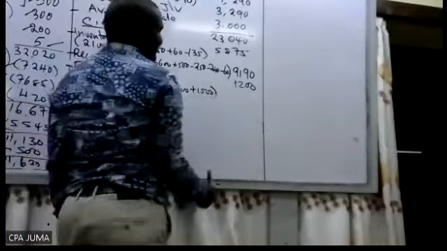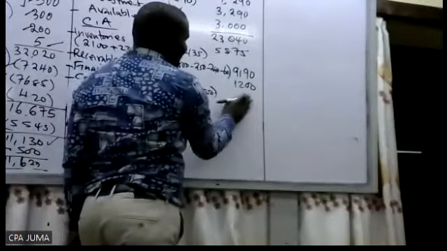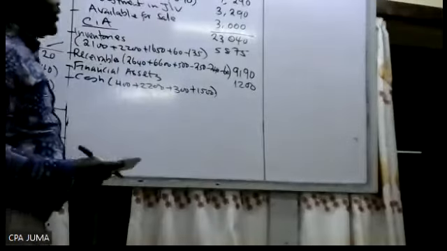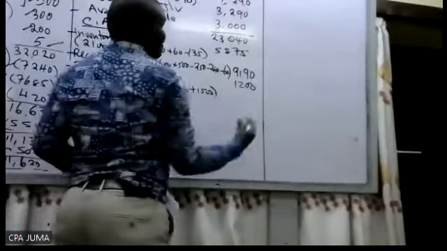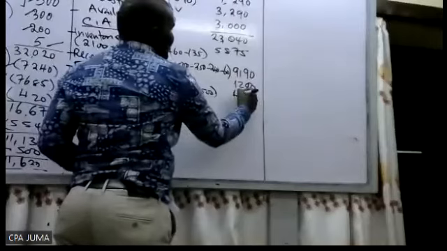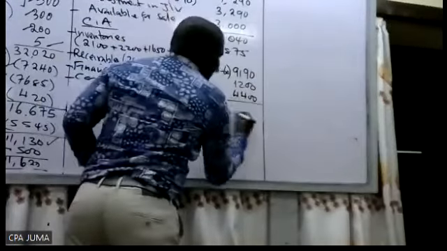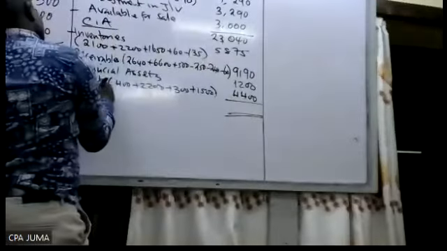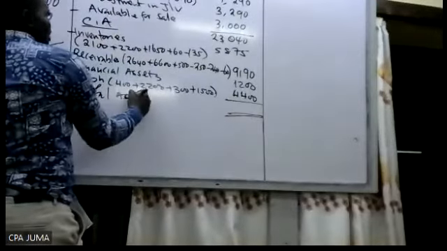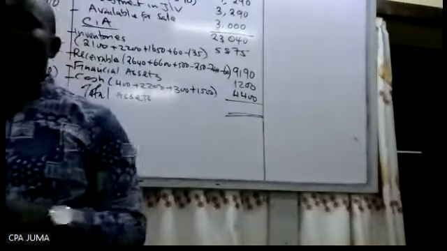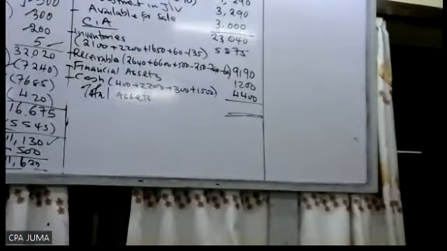How much? Adjusted. 4,400. Total assets. Imagine this is one question. 4 remaining.